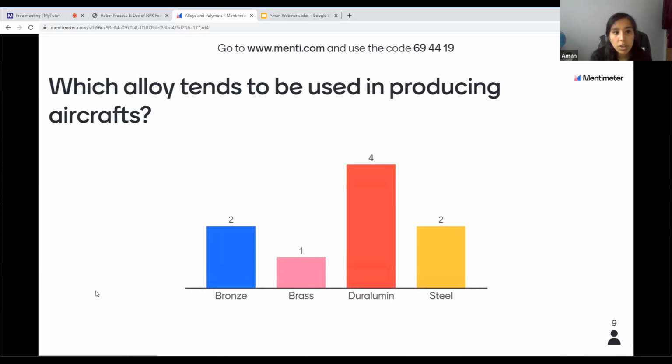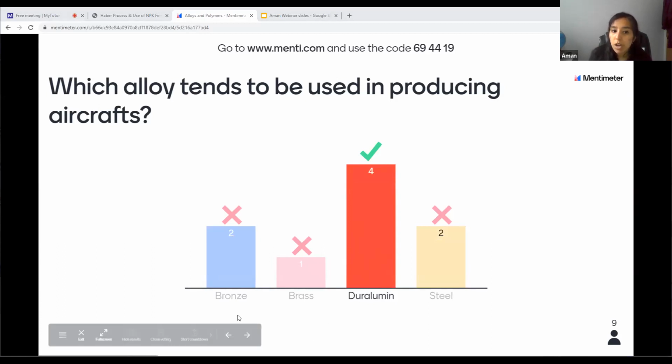Okay, so which alloy tends to be used in producing aircraft? The person that asked me about this one, I hope it's this question because this was the first question, and it was duralumin. Duralumin is an aluminium alloy. It's made of aluminium and copper, and it tends to be used in aircraft. Bronze and brass tend to be used more in metal structures, and steel has lots of different properties, which we looked at last week. So if you go back to last week's webinar, which is now on YouTube, you can watch that.